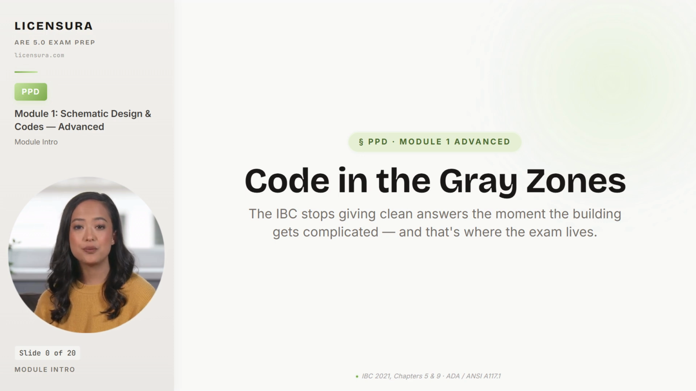Most architects assume foundational code work. One occupancy, one construction type, one set of allowable numbers covers the exam. On test day, you find out it doesn't.